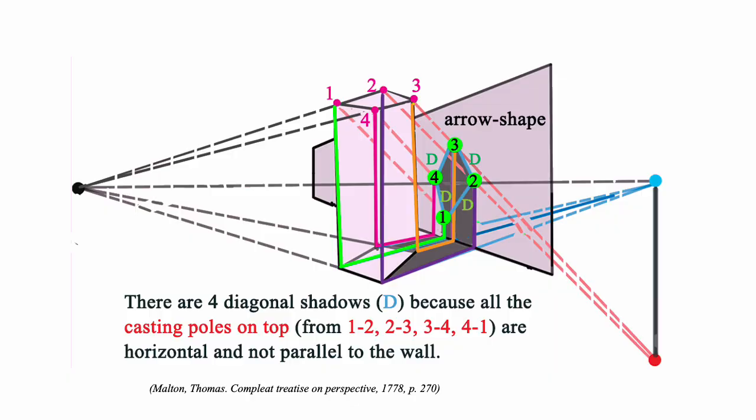This is a box near a wall, and it's frontlit, so the pseudo-sun is down here, and the shadow vanishing point is here. So we find the shadows in the usual manner, so let's look at this vertical pole. A line goes toward the shadow vanishing point until it hits the edge of the wall, and then it goes vertically up to intersect the light right here. And since these poles on top are horizontal and not parallel to the wall, they form this arrow shape.